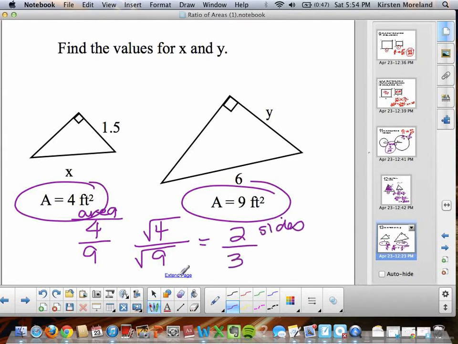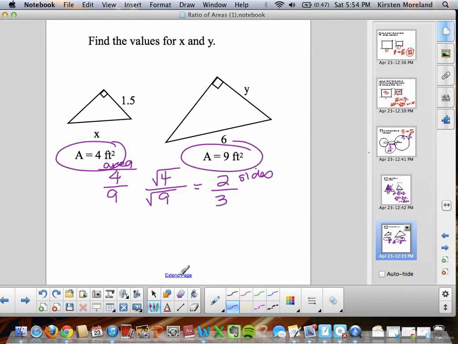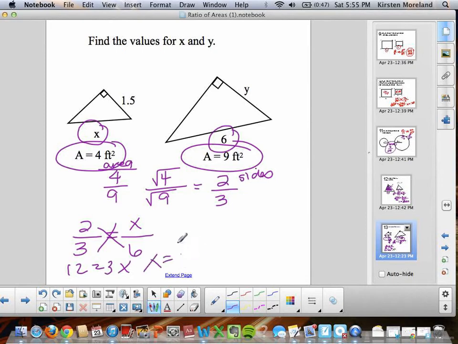Well, now I'm going to use that sides ratio to find the missing x and y. So the ratio of the sides on these two similar triangles is 2/3. Your 2/3 is the small to the big, so the small side is x on that triangle, and the side on the big triangle that goes with it is 6. So I get 2/3 is x over 6. Cross multiply, 12 equals 3x. So x is going to equal 4. So that side length is 4.